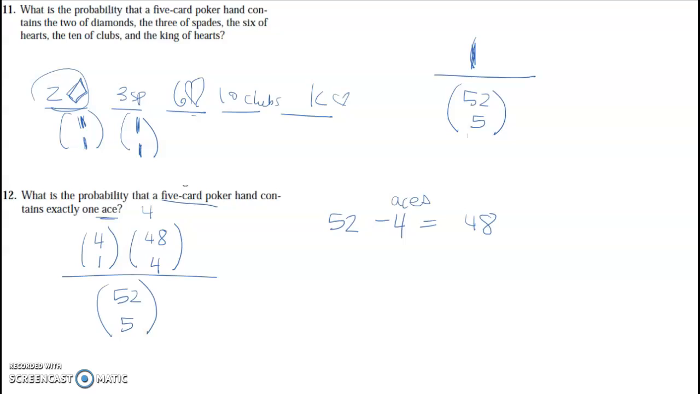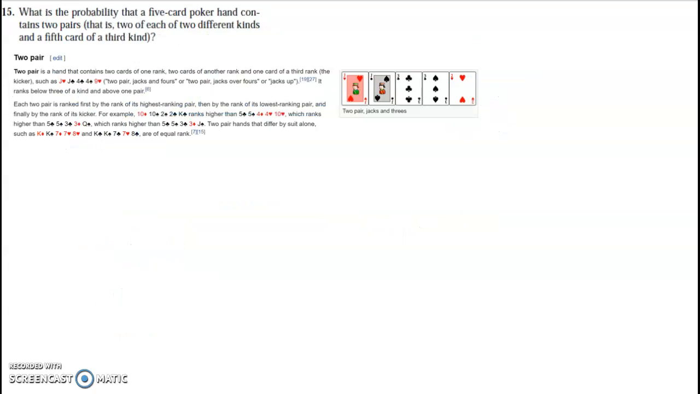All right, so these are pretty popular questions. I don't really know the rules of poker, so every time I come across these problems, I have to go back. I just Google it or look it up on Wikipedia to look up these definitions. So for 15, what is the probability that a 5-card poker hand contains 2 pairs? And I had to look up what 2 pairs is. And here is an example of how the 2 pairs should look.